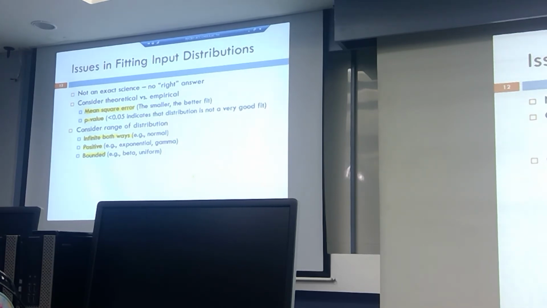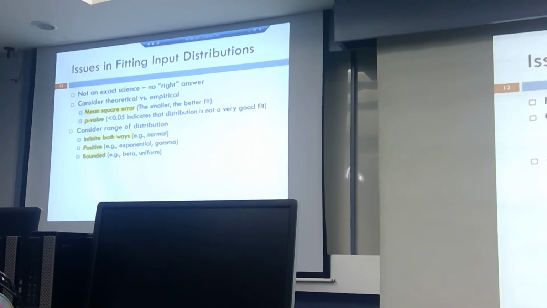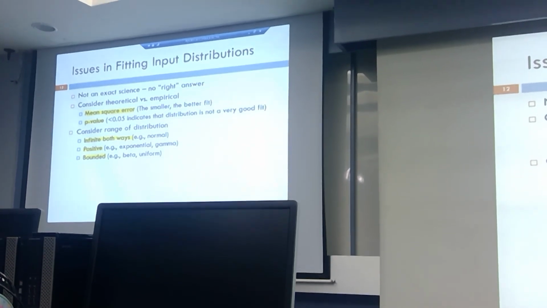If your data is always positive, exponential or gamma might be a good idea, especially for interarrival time. For the interarrival time of entities, we usually use exponential because it's always positive, and each number is independent from the others.